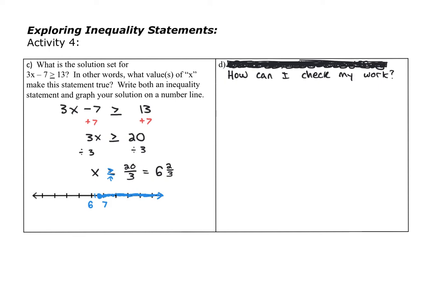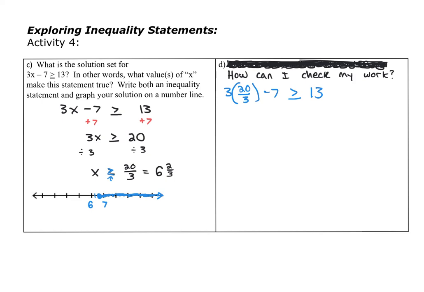And then lastly, in order to check that our inequality is true, we can do a couple of things. So since we're saying that x is greater than or equal to, I'm actually going to take my 20/3 and I'm going to replace x. I'm going to go back to my original inequality. I'm going to say 3 times 20/3. And again, if you would rather use a decimal for this, that's fine, but you know how I feel about fractions. I love them. Minus 7 is greater than or equal to 13.